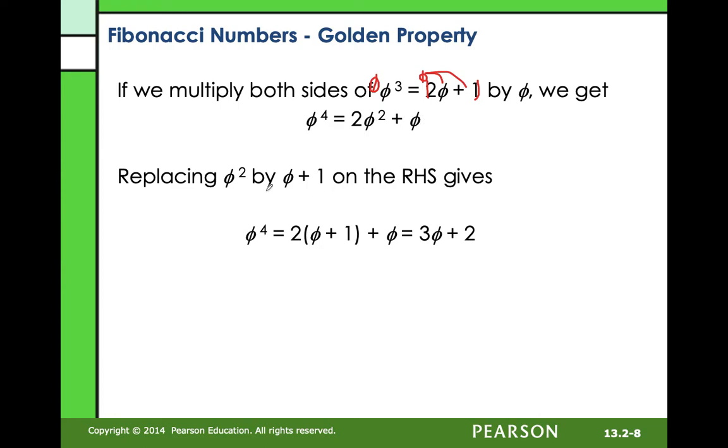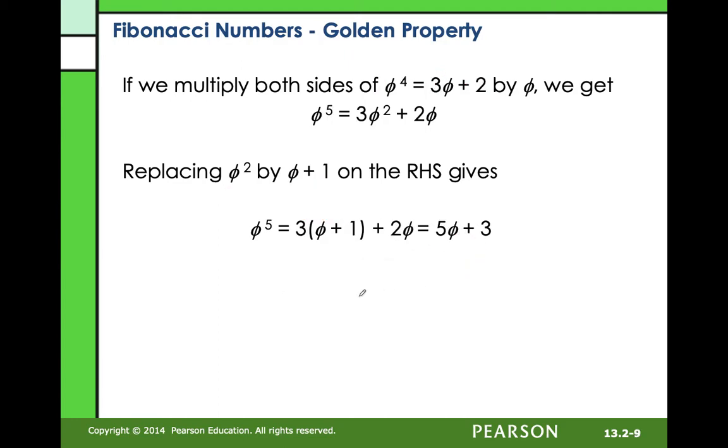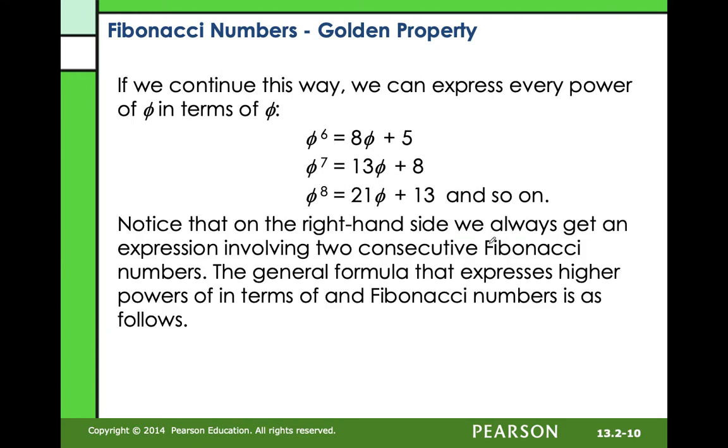Now again, we're going to take phi squared and replace that with phi plus 1, which was our very first equation. So when you do that, you end up with this equation. Again, you distribute the 2 to each of those terms, and then you combine like terms to get 3 phi plus 2. If you continue to do that, I'll spare you the details, but when you get to phi to the fifth power, you get 5 phi plus 3.